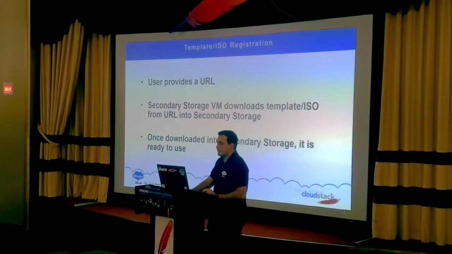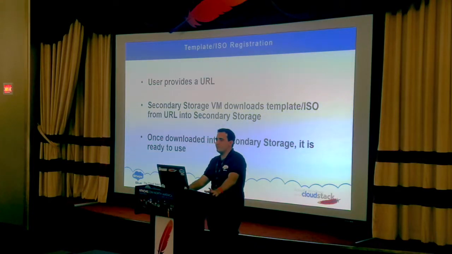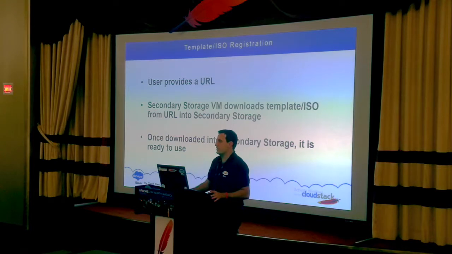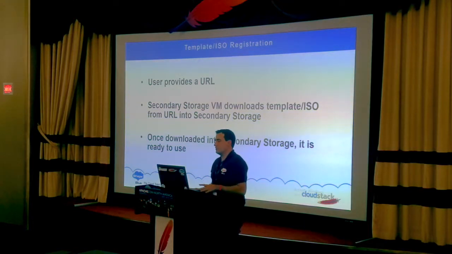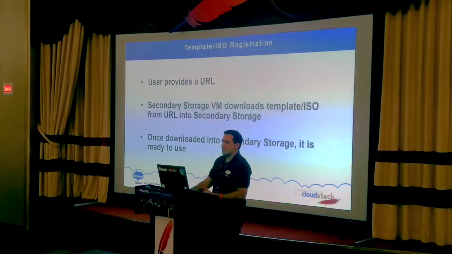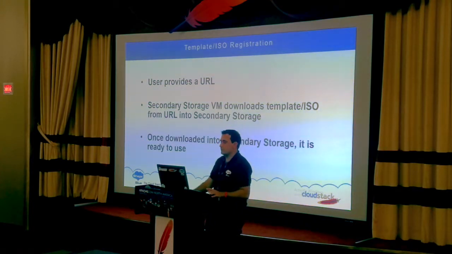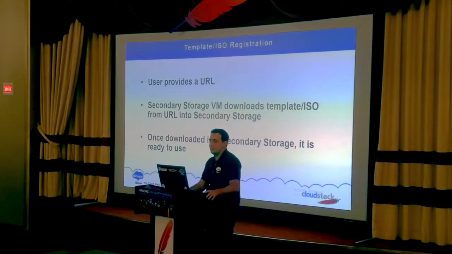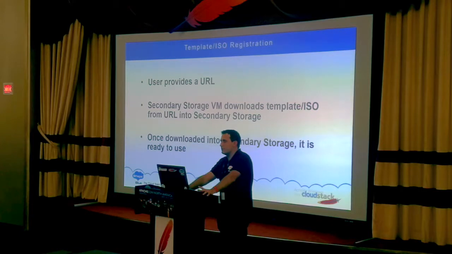Let me start by briefly introducing the templates and ISOs registration. I see many of you in the community are here, and you are already used to this process. But for someone who's not into Cloudstack, I would like to first introduce how this works. To register a template or an ISO, the user has to provide a URL for that template, and then a download task is sent to the secondary storage VM, which is delegated to download that template from the URL and store it into secondary storage. Once that template gets downloaded to secondary storage, it becomes usable.